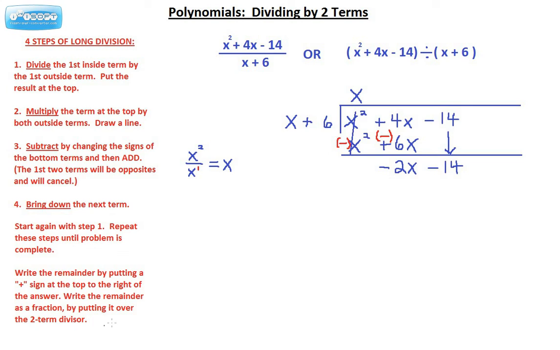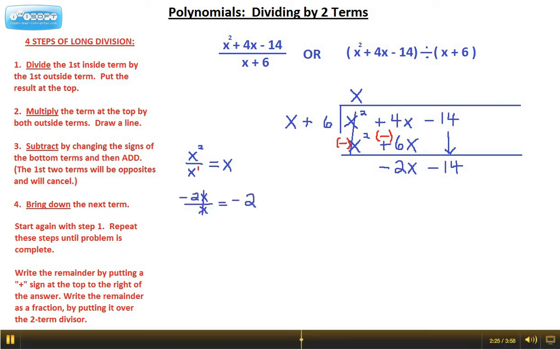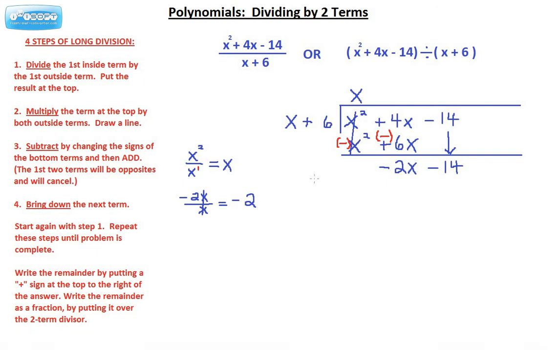We've now completed the first 4 steps, so we start again with step 1. We take the first inside term and divide it by the first outside term. So we take negative 2x and divide it by x. When we divide, the x's cancel and we're left with negative 2, so we put the result at the top.